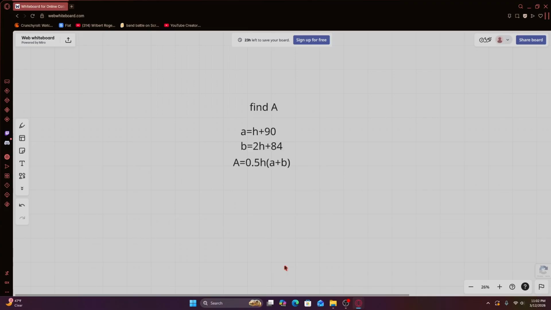This is an example of a problem you'd be given. Find A, or big A, where little a is equal to h plus 90, b is equal to 2h plus 84, and big A is equal to half h times a plus b. Now, we're going to use these two binomials to substitute. So it's adding binomials with these two, and then we're going to multiply it by this, which is multiplying a monomial and a binomial.